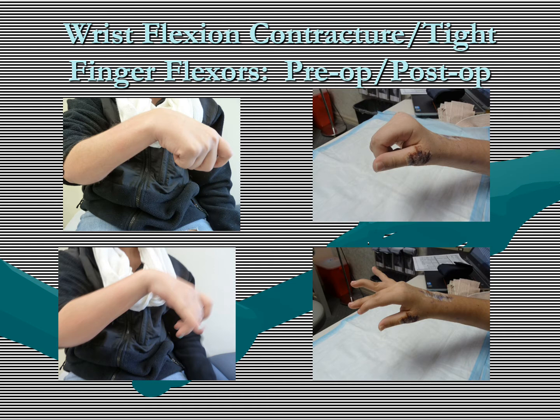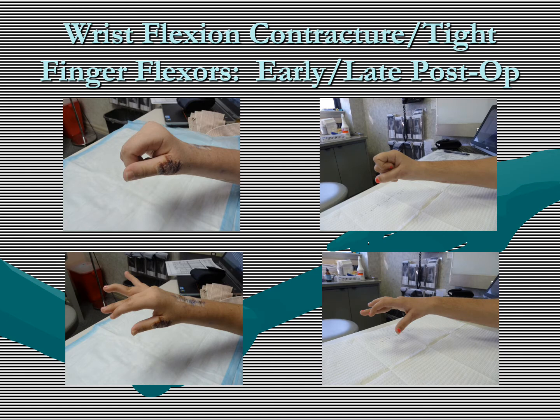In this slide, you can see the pre-op condition, and the slides on the right are her making a fist and opening her hand at the first post-op visit. With some splinting and some therapy, the preoperative condition improves to the one that you see on the right, which represents a significant functional and cosmetic improvement over the pre-op condition.